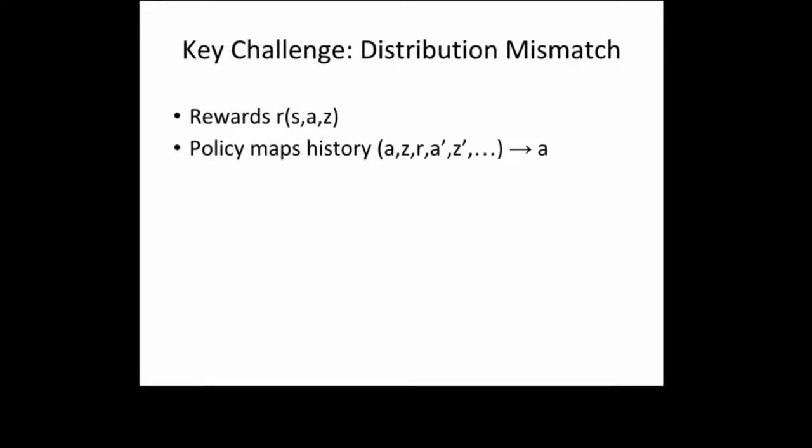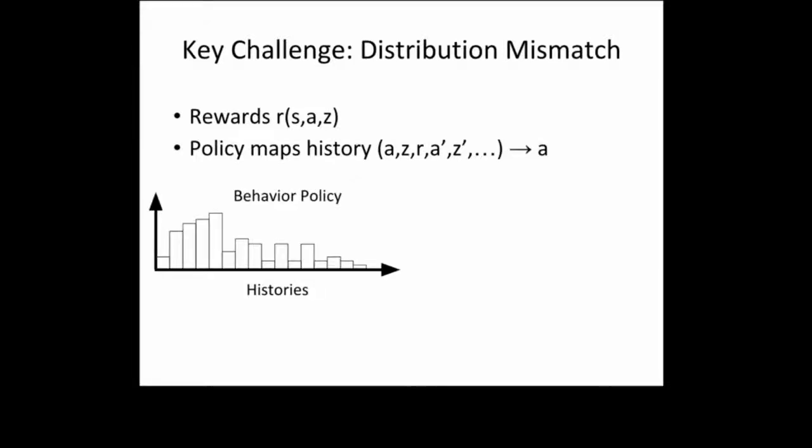So the key challenge here is also a distribution mismatch in terms of why this problem is hard. Again, we have these rewards, and we're going to have a policy in this case that is either mapping from states to actions or histories to actions. And if we think about the distribution of outcomes that we would get under a particular behavior policy, we might get something that looks like this, which would allow us to, once we have that distribution, compute the expected reward for that behavior policy.